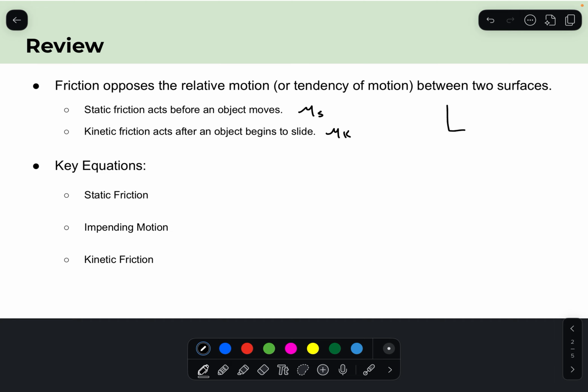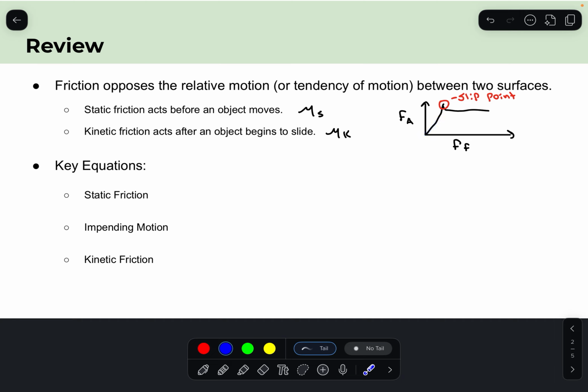So if we were to draw a graph between the force of friction and force applied, so force applied, force of friction, you'd see something like this. Where this peak here is the slip point. So if we're applying force and the force of friction is constantly pushing against that force, it's only going to work as hard as it needs to counteract that force applied.